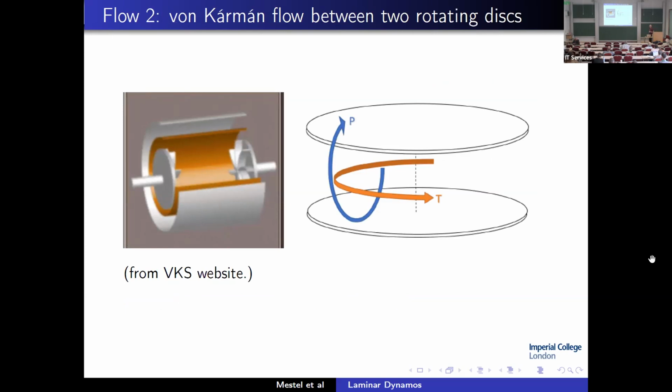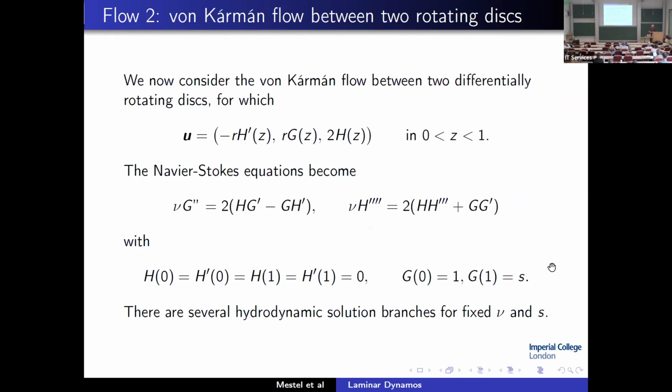The diagram on the left is taken from the VKS website. It's basically two solid disks rotated differentially about the same axis. And the idea is to drive a dynamo. And since we don't have to spend any money, we can make these disks infinite and then just look at the von Karman flow between two differentially rotating disks, which is a well-known exact solution to the Navier-Stokes equations, which instead of being linear in Z, as it was before, is essentially linear in the radial component R and varies with the Z component.